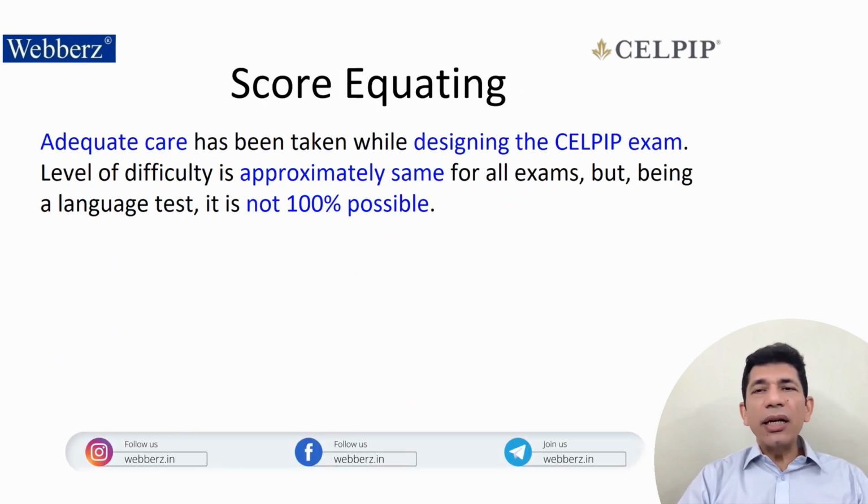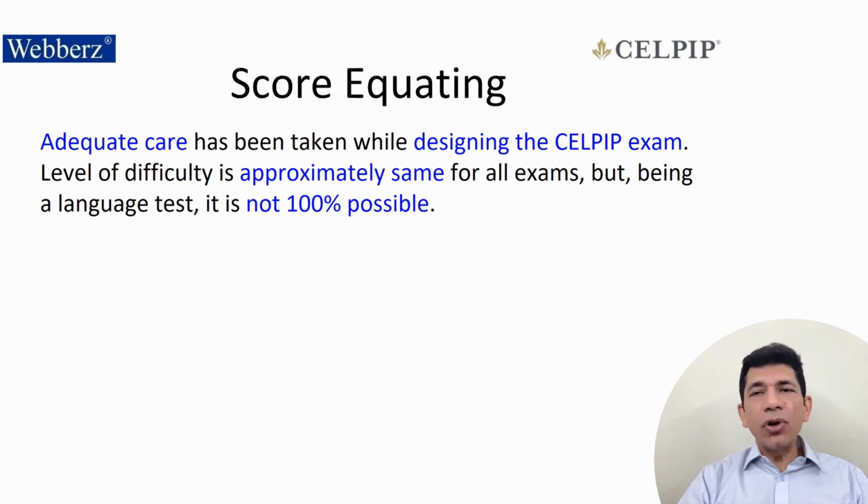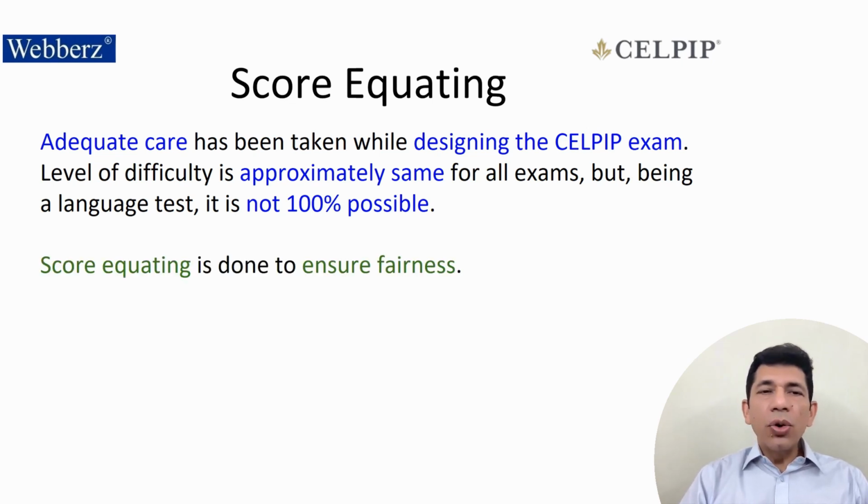Adequate care has been taken while designing the CELPIP exam. Level of difficulty is approximately the same for all the exams. But remember, this is a language test. It is not possible to have 100% exactly the same difficulty level for all the questions. That is why we have score equating. Now, score equating is done to ensure fairness.